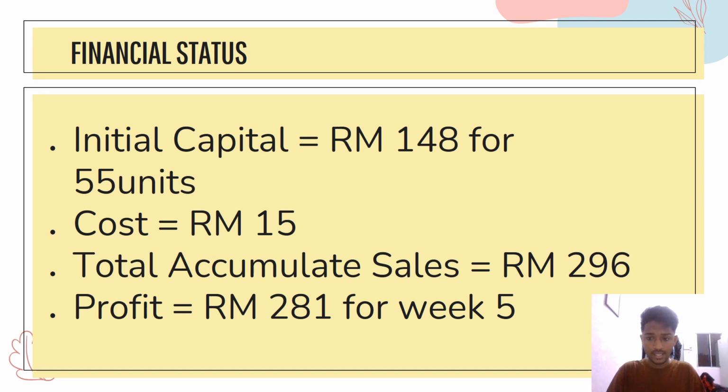And financial status. The initial capital is RM148 for 55 units, and its cost is RM15. So the total accumulated sales is RM296. And the profit we made for week 5 is RM281.